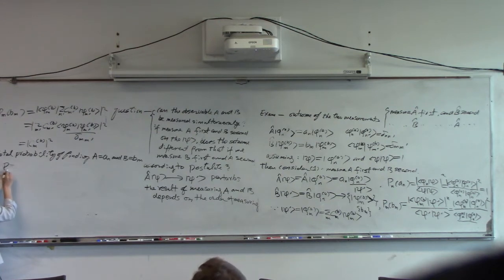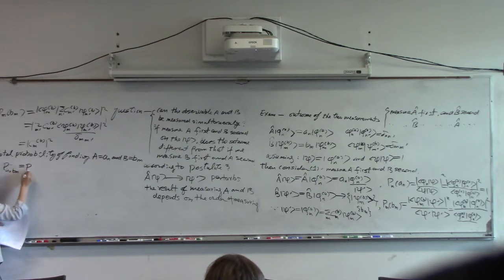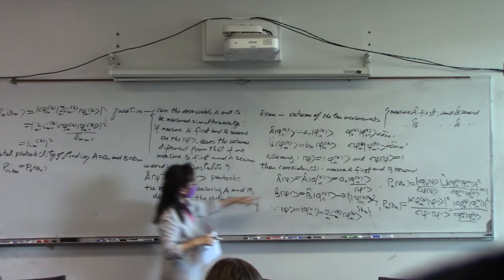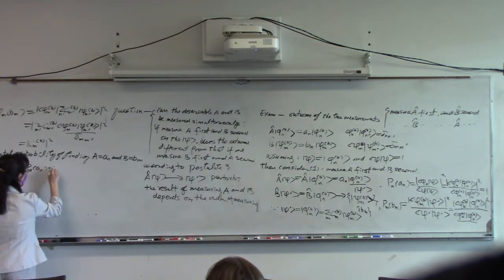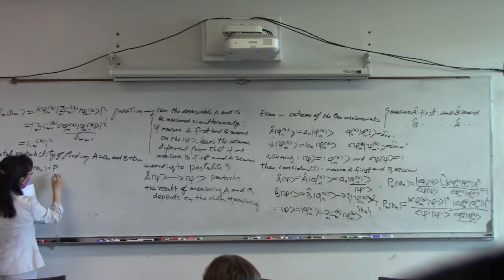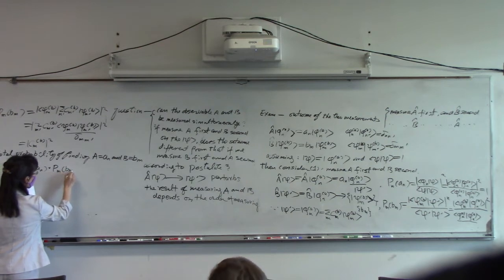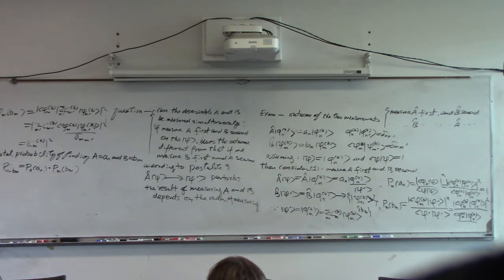Okay, just P, A, N, B, M. This index means the total probability for these two consecutive measurements. The total probability is equal to the first one, which is P_A(n), right? We need to measure A first. And under this probability, we have another probability to measure B_m, which is P_B(m), right? That is the total probability of measuring these two values for this state.